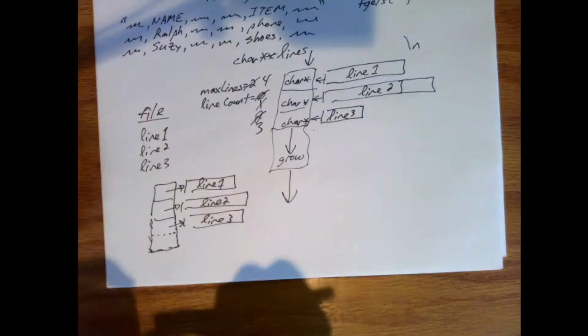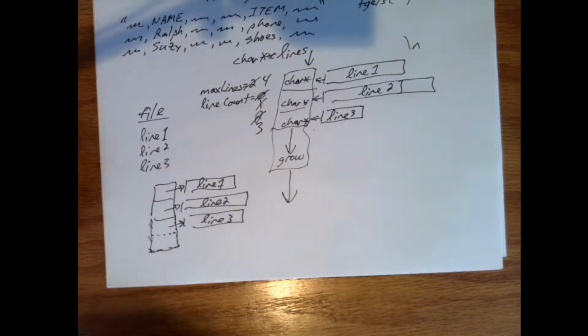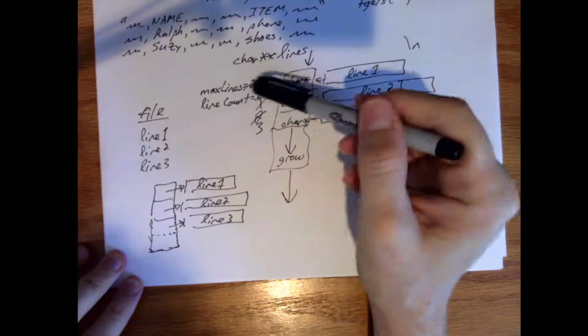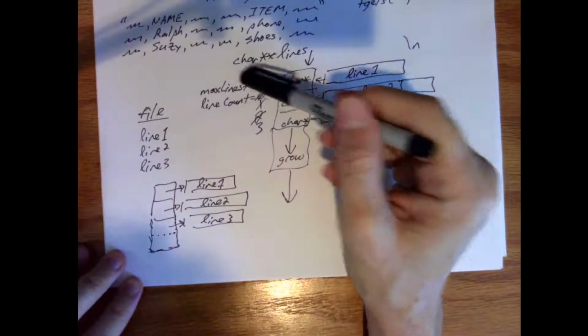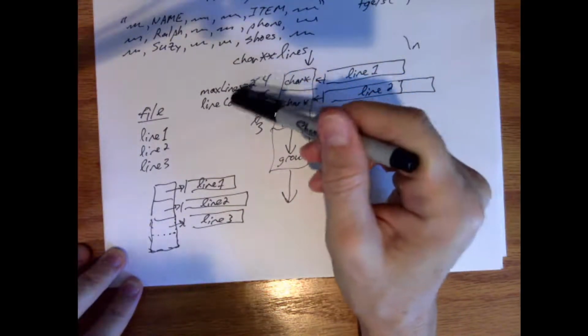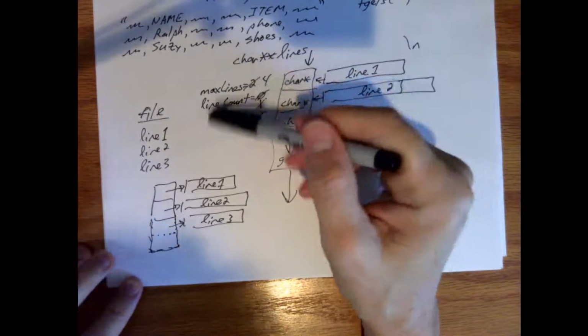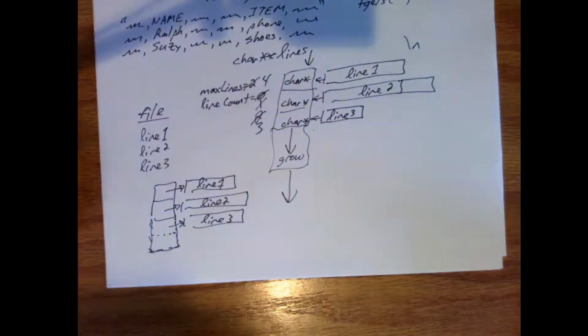That's the logic here. Depending on how you choose to do it, whether you say line count is already incremented to 1 or whatever you might use, while line count is less than max lines, keep going or whatever. It's an implementation decision.